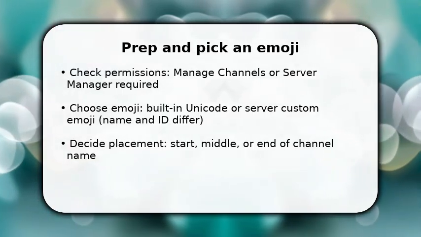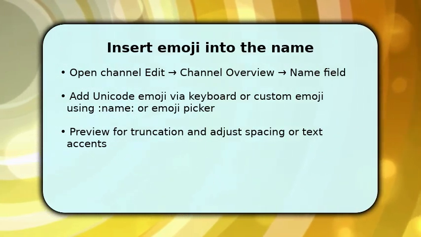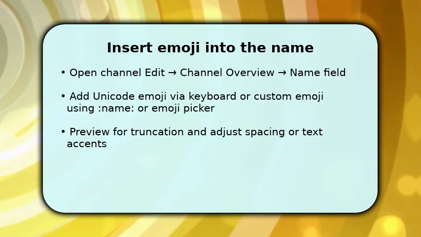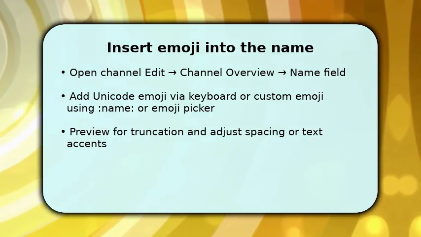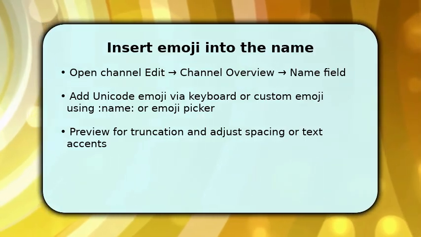Now open the channel settings and click into the name field. This is where you paste or type the emoji. For Unicode, use your OS emoji keyboard or paste the character. For custom server emoji, type the emoji name or pick it from the emoji menu while editing.